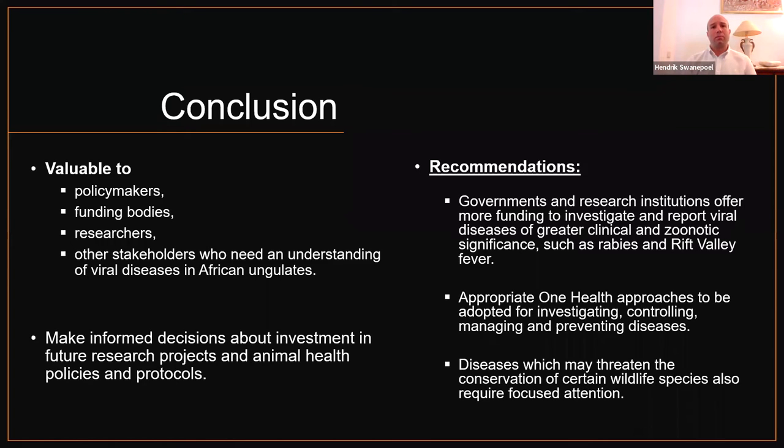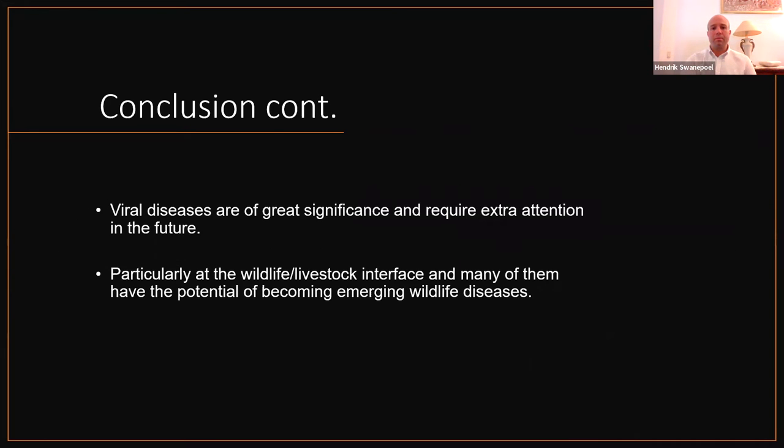Also, to adopt appropriate One Health approaches to investigate, control, manage, and prevent disease, and to focus more attention on diseases which may threaten the conservation of certain wildlife species. Viral diseases are of great significance and require extra attention in the future as they make up a large proportion of emerging infectious diseases and can often infect multiple hosts. Hence, the viruses and viral diseases diagnosed in African ungulates are of significance, particularly at the wildlife-livestock interface, and many of them have the potential of becoming emerging wildlife diseases.